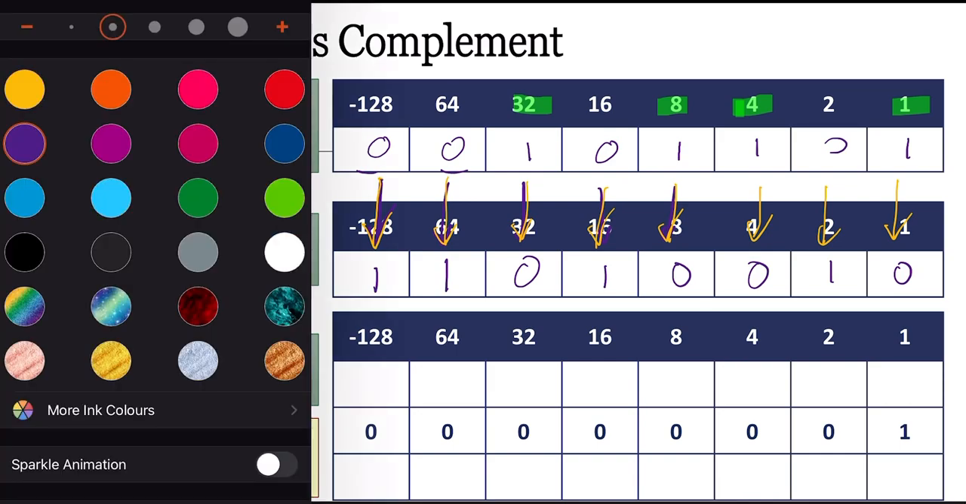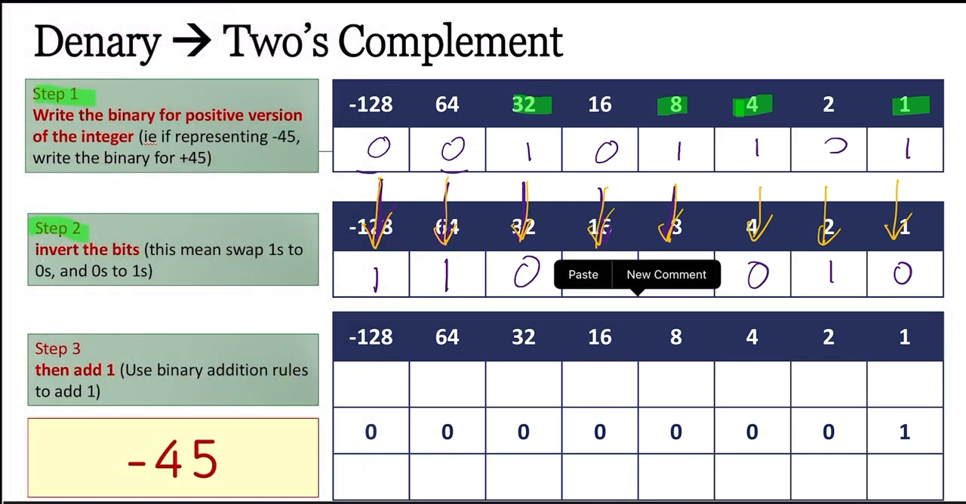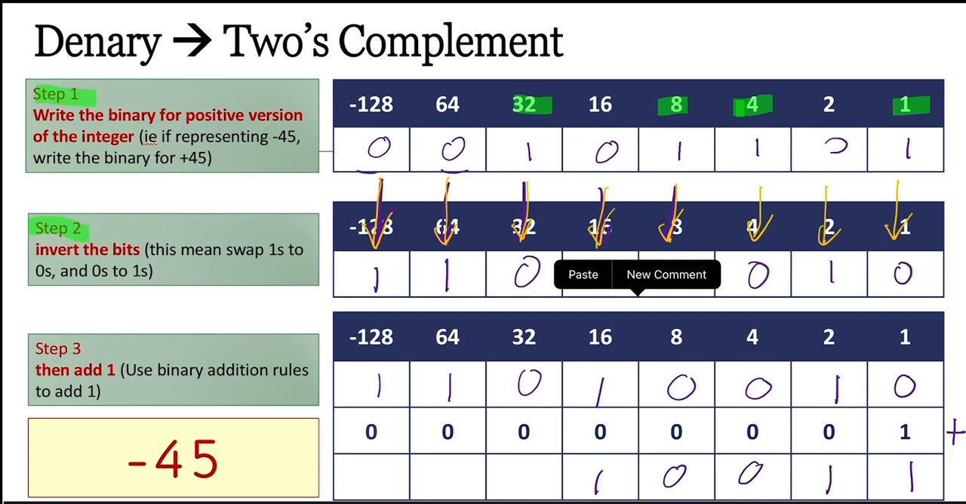Then finally, we're going to add 1. So put 1, 1, 0, 1, 0, 0, 1, 0. And we're going to do a binary addition of 1. 0 plus 1 is 1. 1 plus 0, that's 1 as well. That's going to be 1, 1, 0, 1, 0, 0, 1, 1. And there you have it, negative 45. Behold.